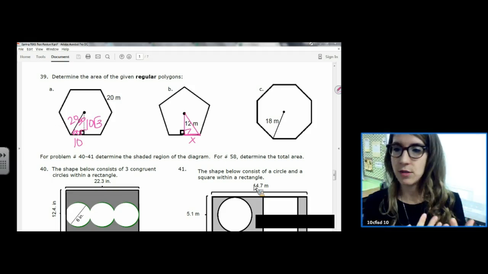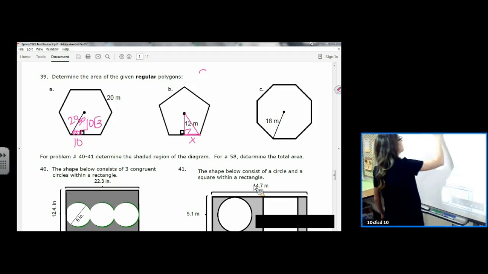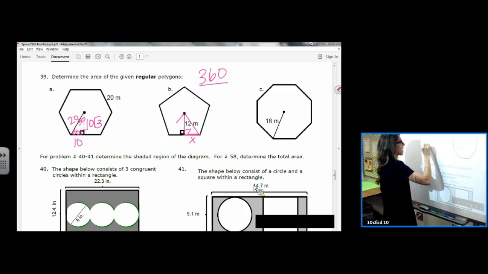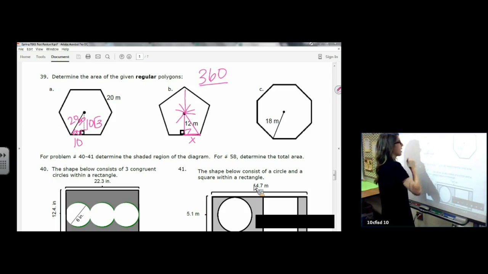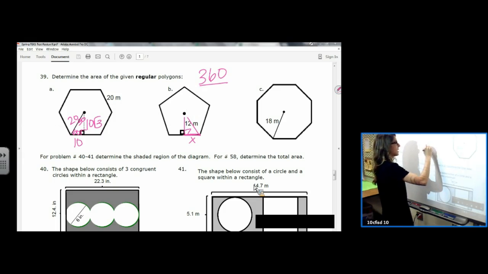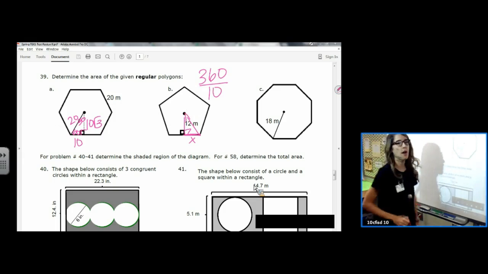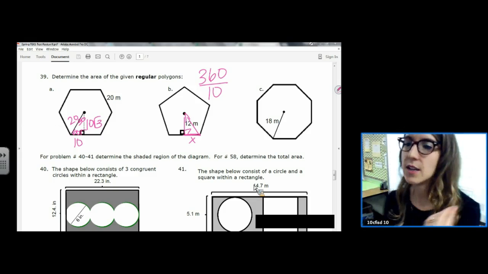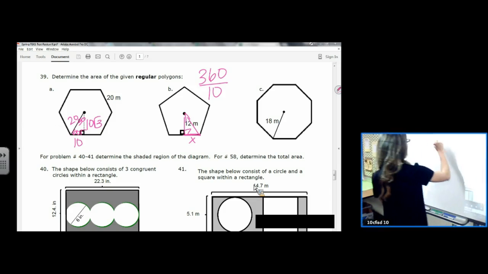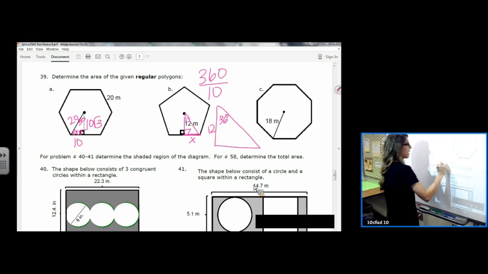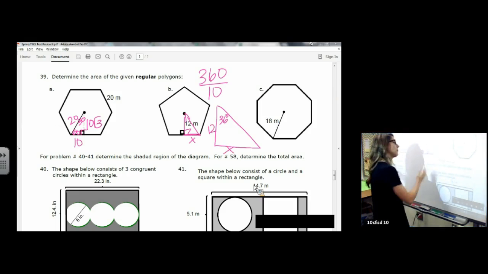Okay, now we need to find an angle. We know we have to use trig. We can't do trig without an angle. There are 360 degrees in a circle, and if I drew every one of these triangles, which would make my picture too messy, I would end up drawing 10 triangles. It's 2 per side, and there's 5 sides. So I take 360 and I divide it by 10, and I get that angle is a 36-degree angle. I'm going to draw it larger. 36, 12, X.